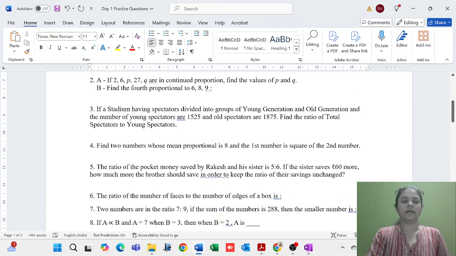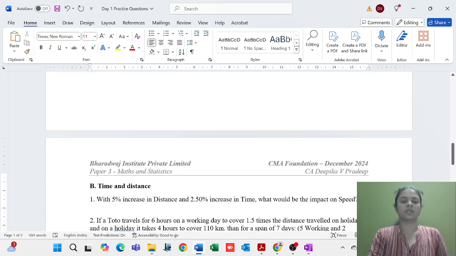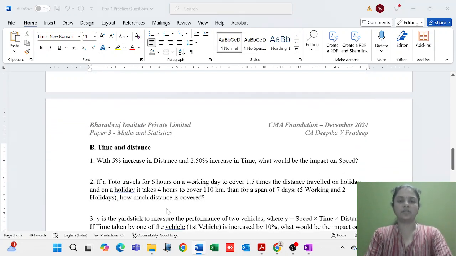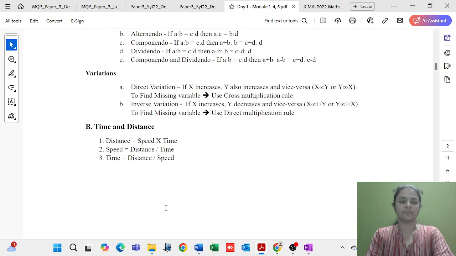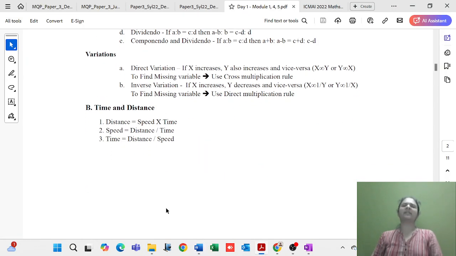Now that you're clear, let's go to the next topic, time and distance. So let's go to the conceptual discussion. Very simple part. I think this is the fourth subtopic of module 1, but I am covering it first because it is similar to ratios and variations. Okay, time and distance. Friends, this concept is going to just revolve around three terms: time, distance and speed.